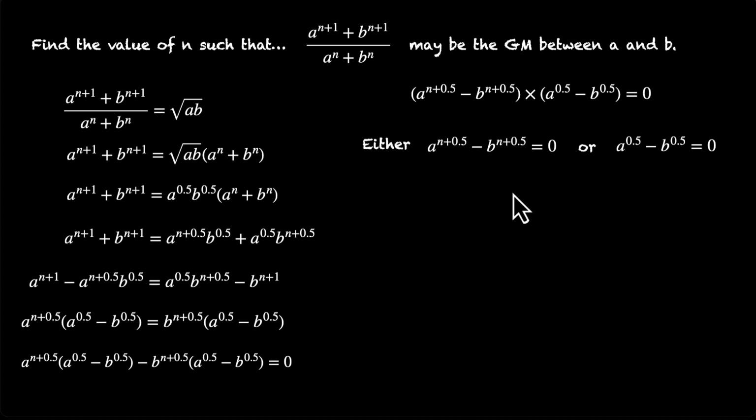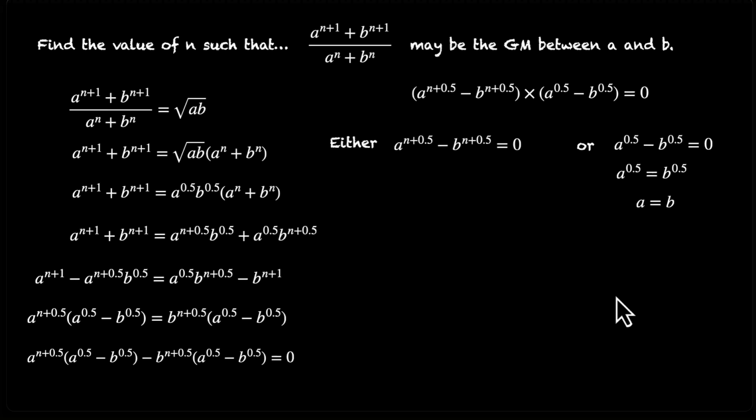So let's see. Which one should we start with? Let's take this one. This doesn't have an n, so we can wrap this up first. This is a to the power half minus b to the power half. Rearranging will give us a to the power half equals to b to the power half. That's a equals to b. Square root of two numbers are equal, which means the numbers are equal. So here we get a equals to b. Let's pause for a minute and see what this means for us. When two numbers are equal, what happens to their GM?